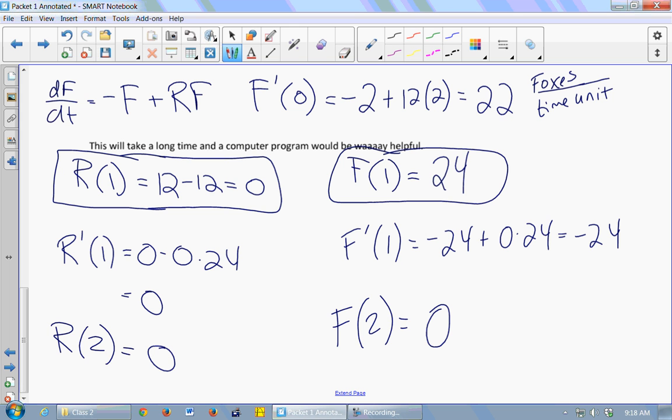Okay, so this is a very long process, computing numerically what happens at each unit of time. A computer program is really helpful here. Just program it to calculate dr/dt and add it to the previous value you had. We'll get way more into a numerical method next week.